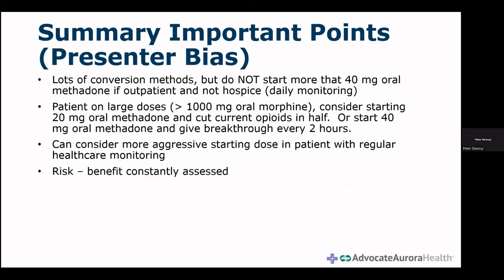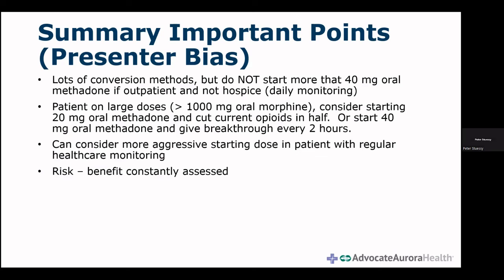So quick summaries. There's lots of conversion methods, but my personal thing is not to start more than 40, especially if they're outpatient and not in a daily monitoring inpatient setting. Patients on large doses, consider starting just 20 and cutting their current opiates in half. That's a general method I've seen used multiple times. I think it's worked well. You don't have to cut their current opiates in half either. As Marty stated, just start a low dose and then titrate that low dose up while slowly decreasing their other opiates as well. I've also seen that method used as well in the adjunctive setting.